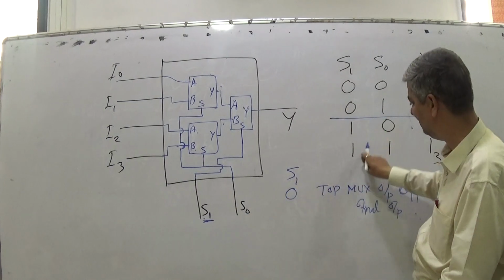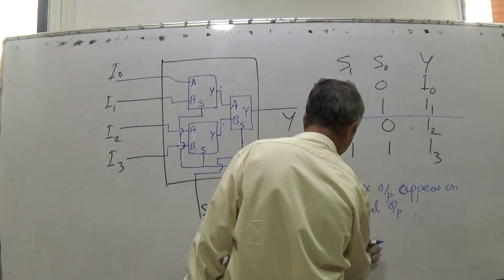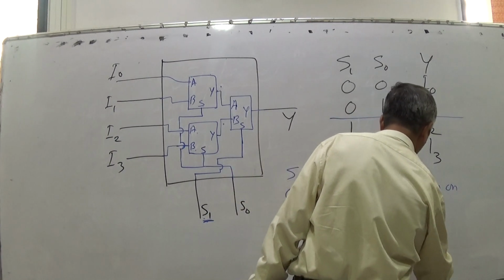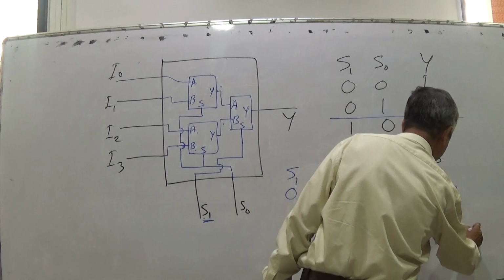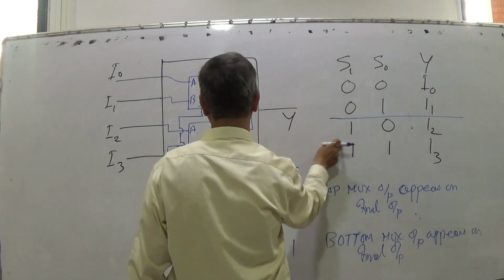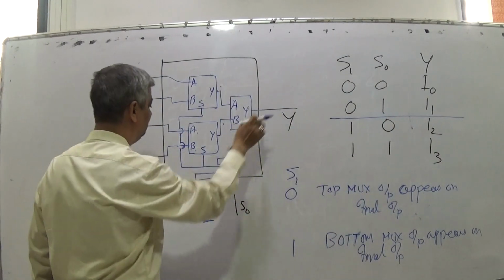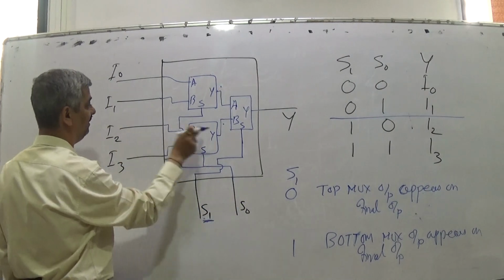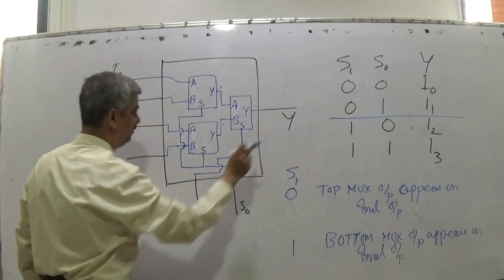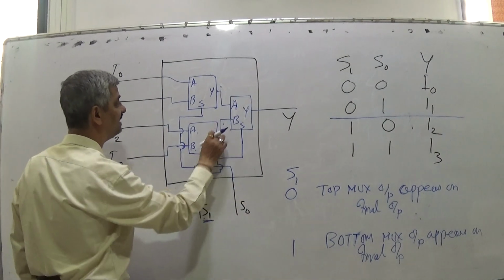When S1 is 1, the bottom mux output appears on the final output. So when S1 is 1, this bottom multiplexer output appears here. That time if S0 is 0, I2 appears here, and when S0 is 1, I3 appears here.